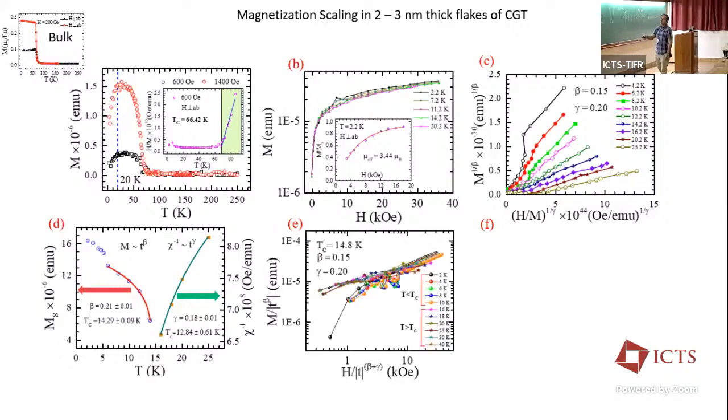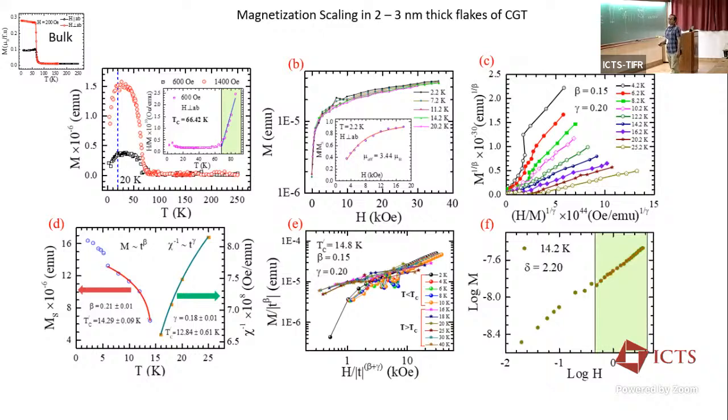You can again get the equation of state. The data is noisy, but it still breaks up into two scaled curves using these values of beta and gamma, and the TC is around 15 Kelvin. This is around which there is this turnaround, the low temperature turnaround in the system.